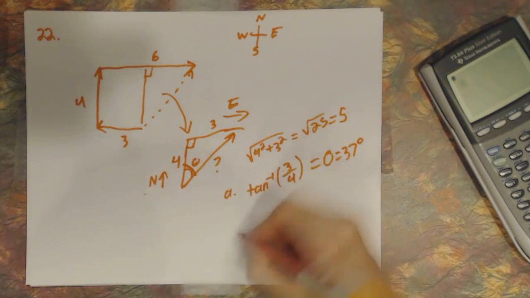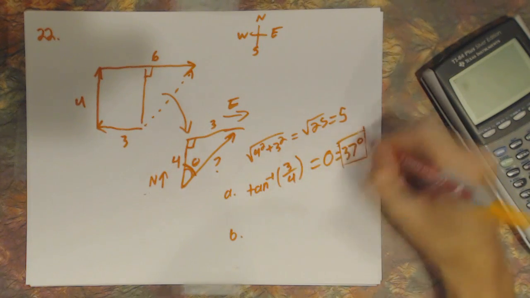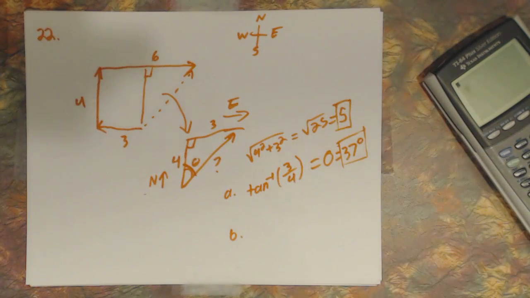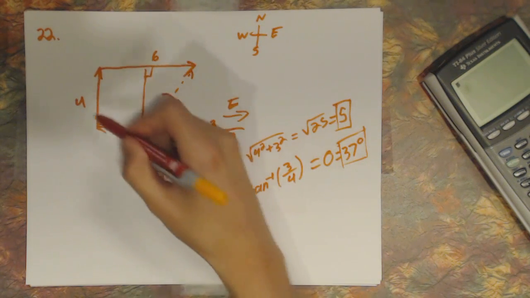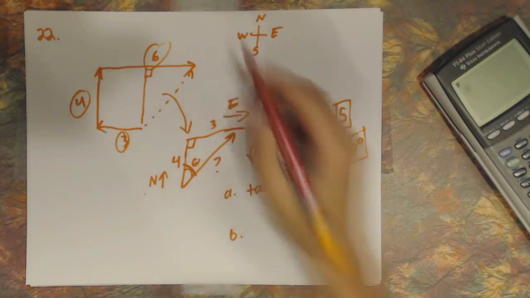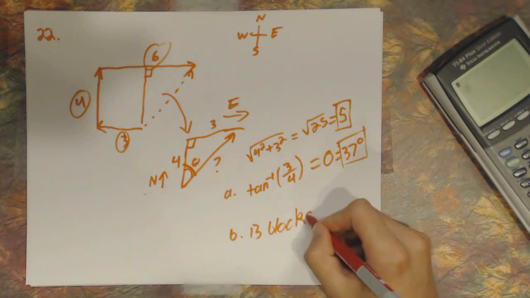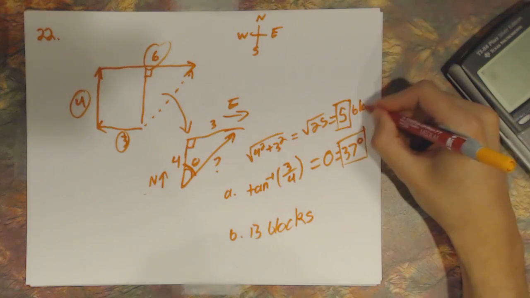So that's part A. And then part B asks, so we have our angle and our magnitude, what is the total distance she travels? So for total distance traveled, it wants this plus this plus this. So 3 plus 6 plus 4, which is 13. So 13 blocks. Also, I suppose you need a unit up here.